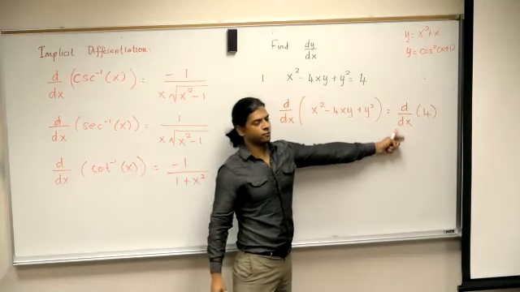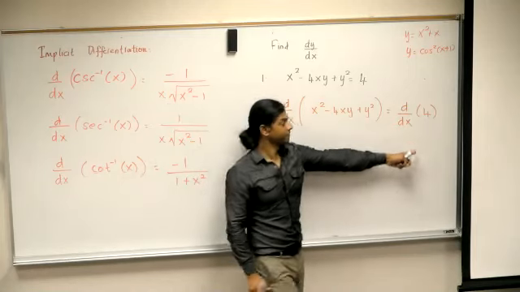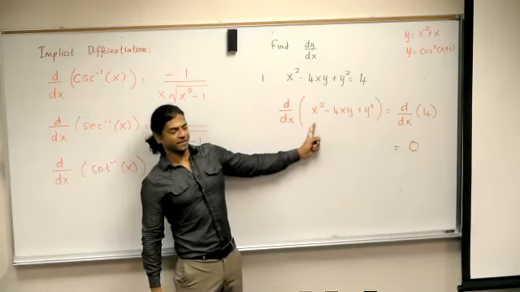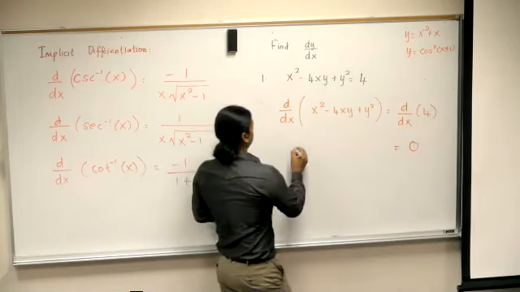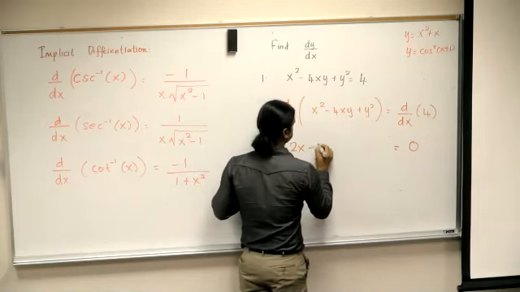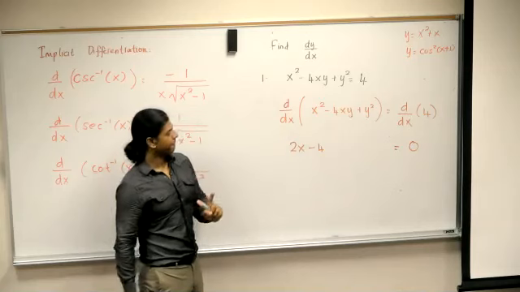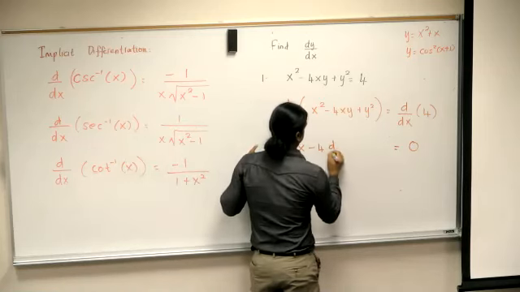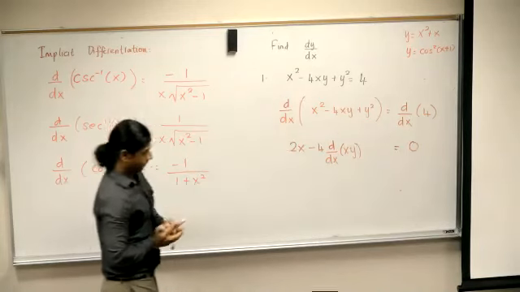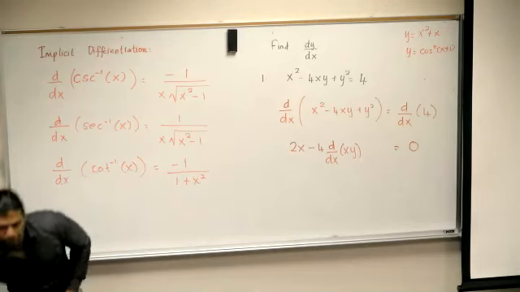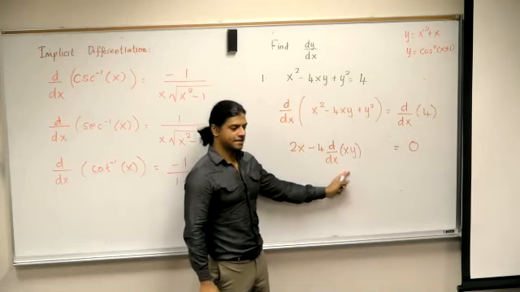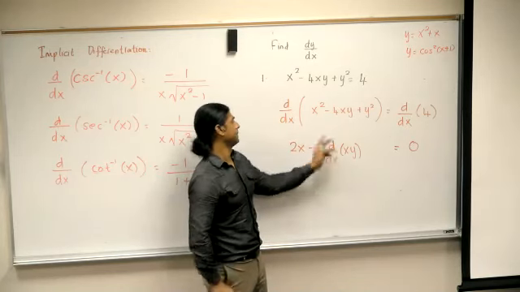What is the derivative of 4 with respect to x? 0. What is the derivative of x squared? 2x. Now, since that negative 4 is in product, I'm going to keep it as is. I'm doing this for a reason, so just be patient. Having not taken the derivative yet, I just wrote it as this.